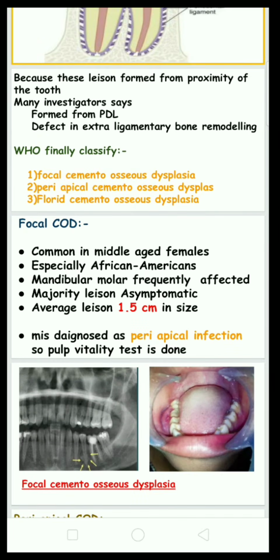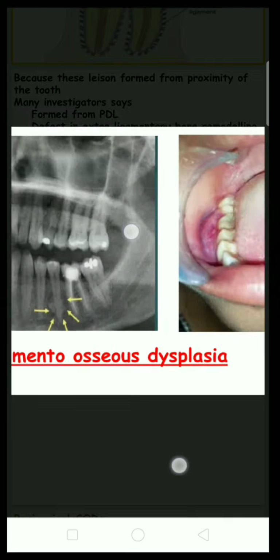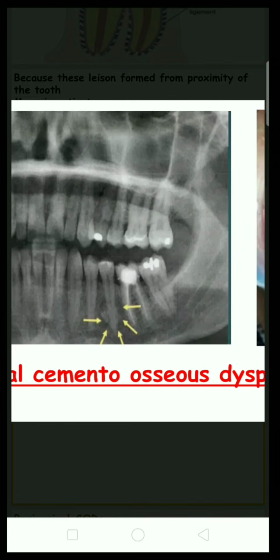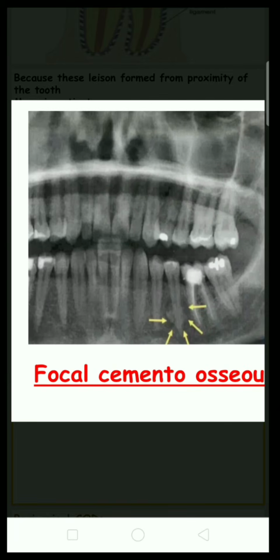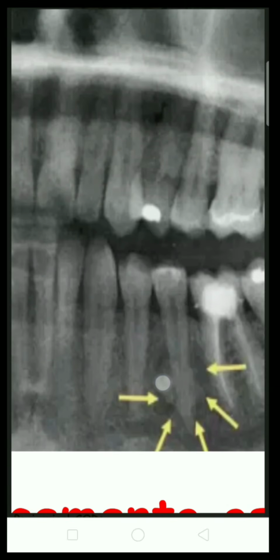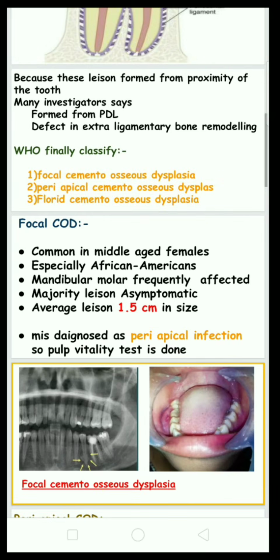Focal cemento-osseous dysplasia is most common in middle-aged females, especially Africans and Americans. The mandible is most frequently affected, especially the mandibular molars. The lesion is confined to one particular area, so it is called focal cemento-osseous dysplasia. The lesions are on average 1.5 centimeters, and asymptomatic.